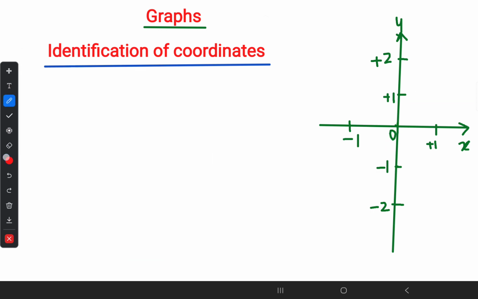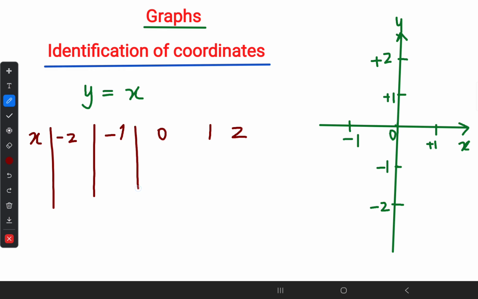The next graph would be y equals 3x. This is the given data. Y equals, not 3x, let's make it y equals x. This would be the graph. So by using this data, we are going to find the corresponding coordinates. The x coordinates given were negative 2, negative 1, 0, 1, 2. These are the allocated x coordinates. By using them, we have to find the corresponding y coordinates as well.